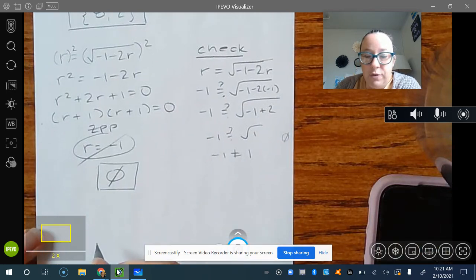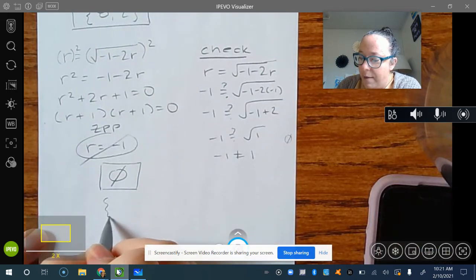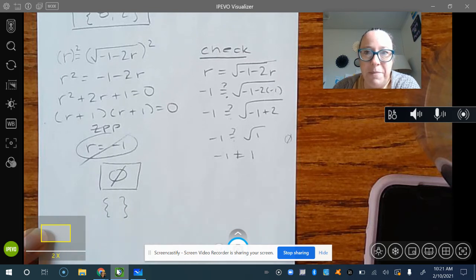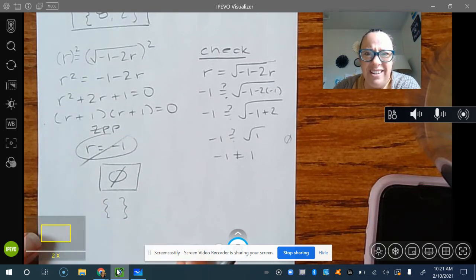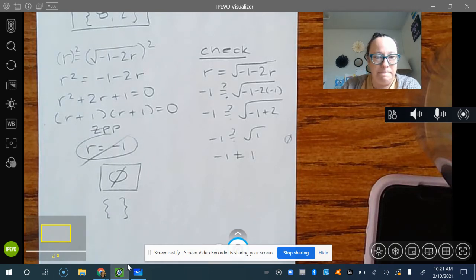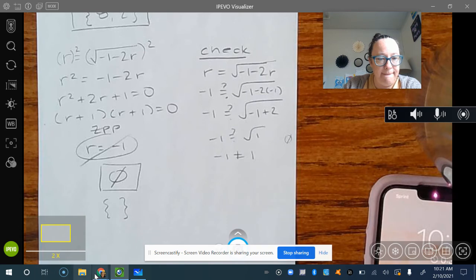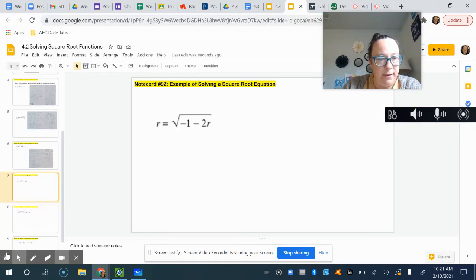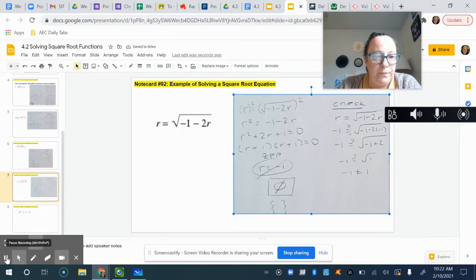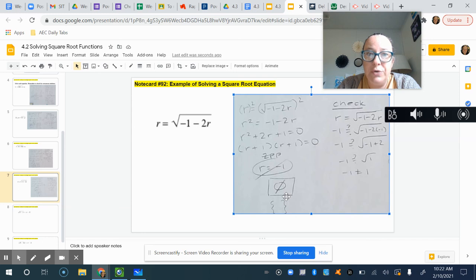On Delta Math, when you get this, you will just not put anything in the bracket. You just submit nothing. You just click submit. Now that's really odd. It's really, really odd. All right. Let me go back here. Now don't forget the no solution symbol is that little circle with a line through it. So this is no solution. Pause me and finish up note card 92.